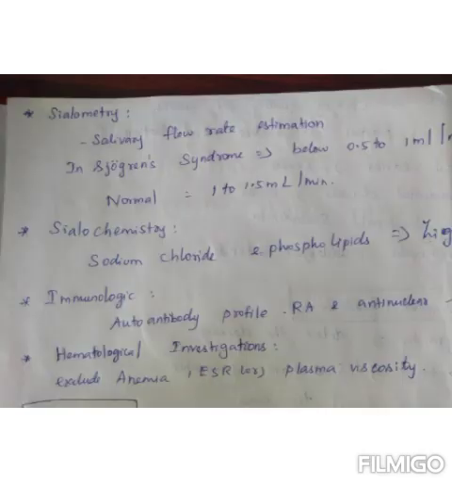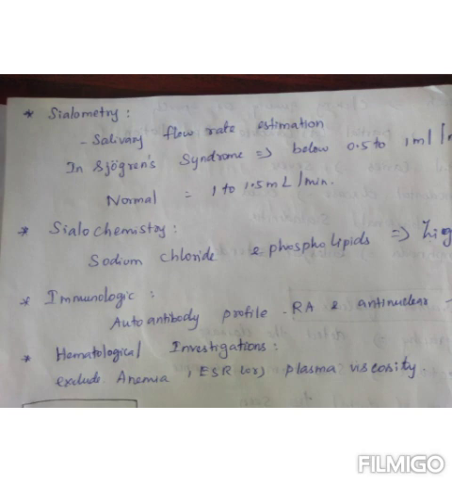And the next test is sialometry. The salivary flow rate estimation is a sensitive indicator of salivary gland function. So sialometry detects the salivary flow rate. If it is a Sjogren syndrome affected patient, then usually they have below 0.5 to 1 ml per minute salivary flow rate. If it is normal, then 1 to 1.5 ml per minute is normal. So normal salivary flow rate is 1 to 1.5 ml per minute.